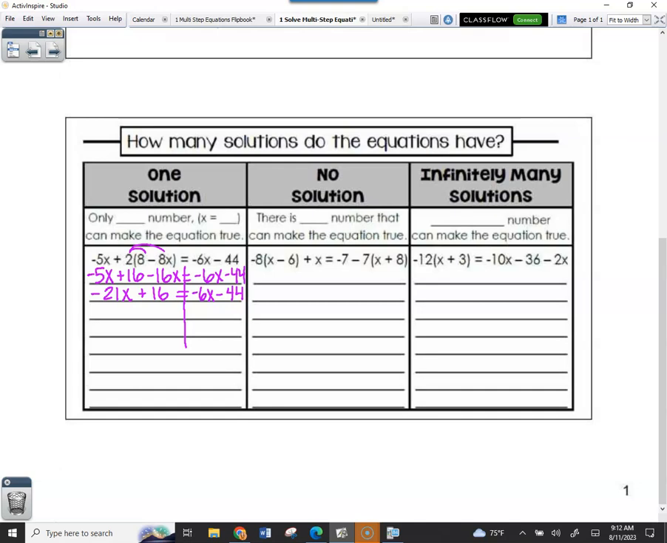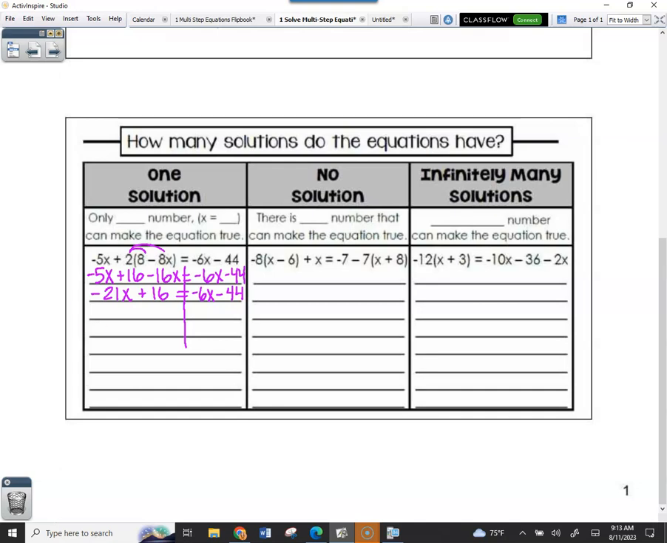Now we're ready to move things from one side to the other. In this case, this is where you may go in a different direction than your neighbor, but we should still come to the same answer. I always start with the variables first. So my choices are negative 21x or negative 6x. Does not matter which one you move. I personally want to move the negative 21 because it's a much smaller number, so when I move it, I'm going to yield a positive number.